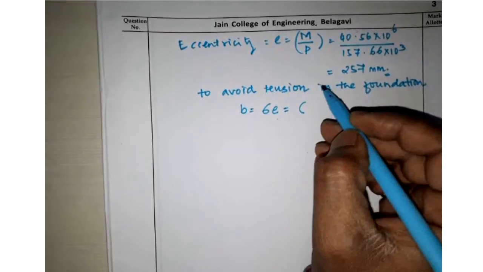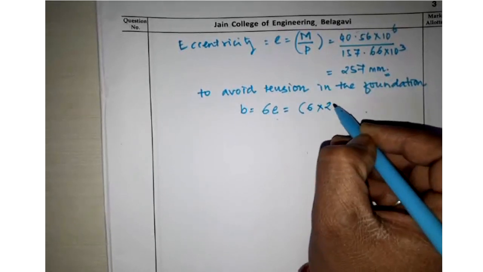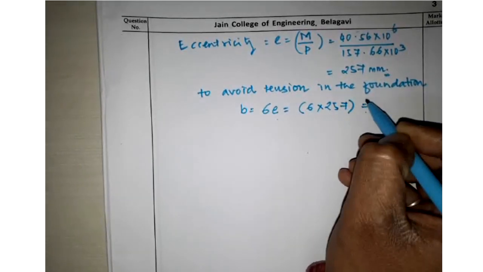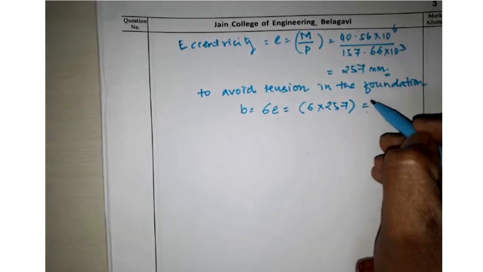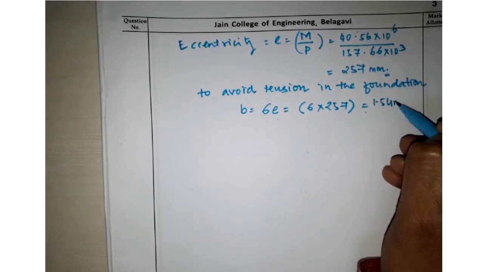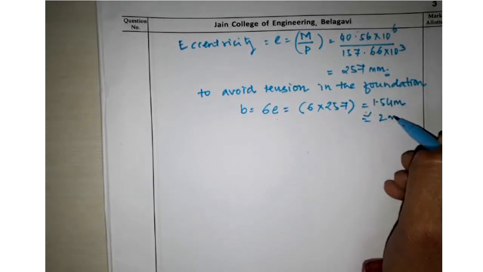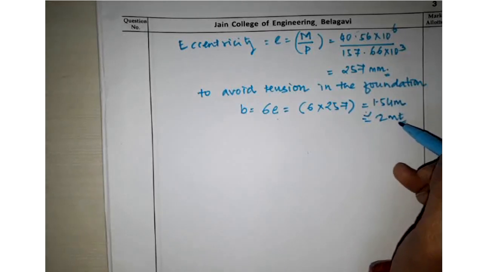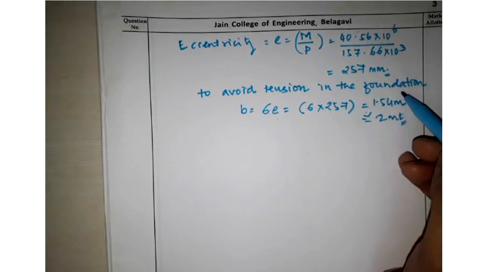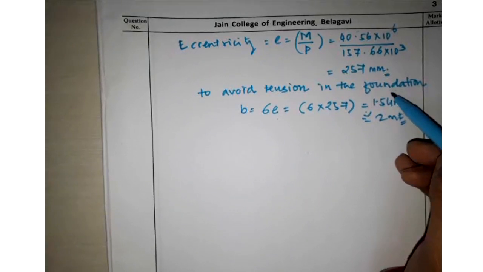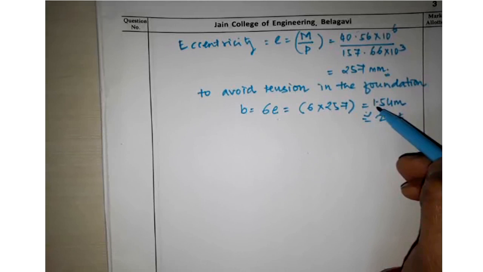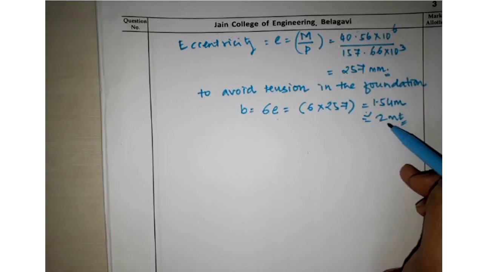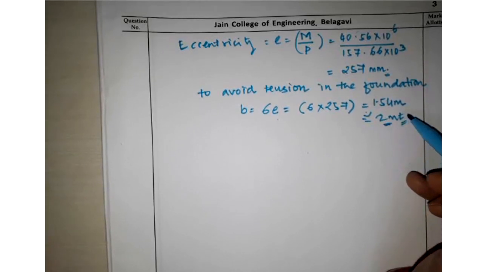So 6e is 6 into 257, which gives 1.54 meter. So let us take 2 meter. For factor of safety, to avoid tension in the footing, if you get less than 2 meter, you take 2 meter only.